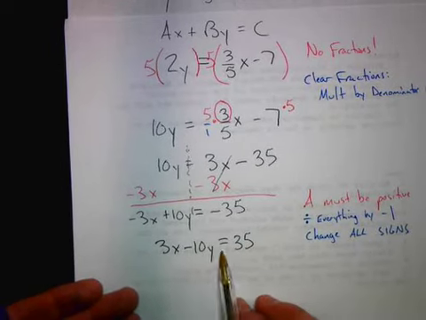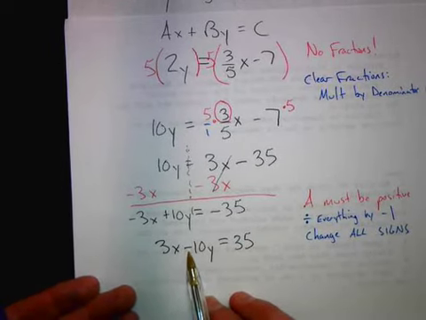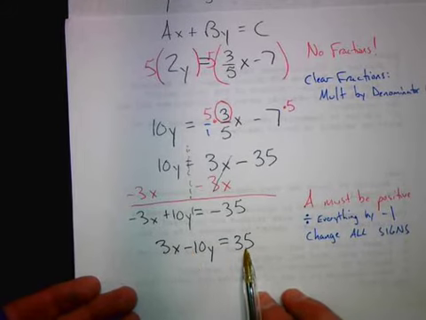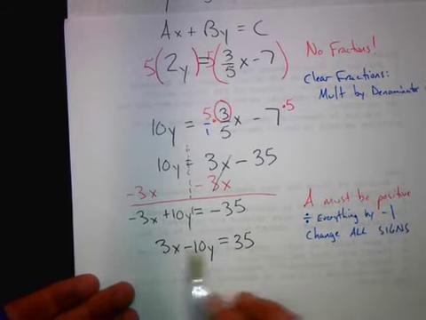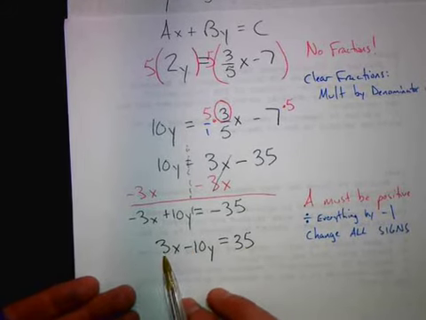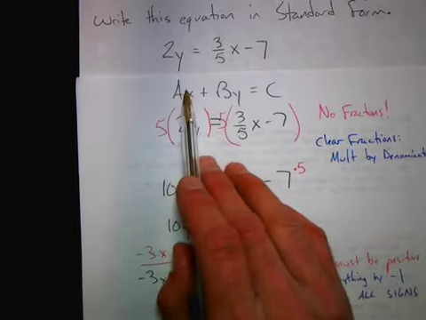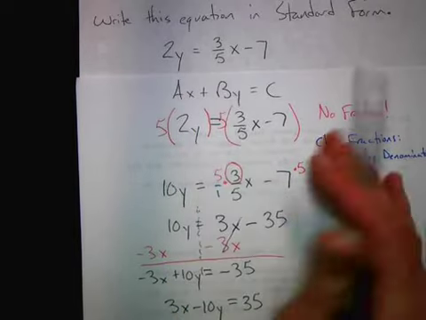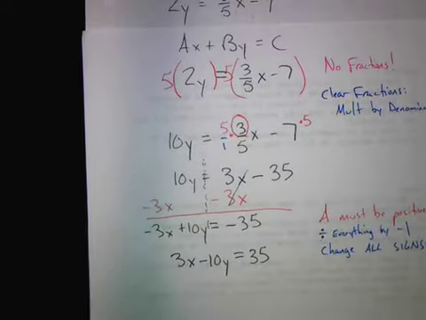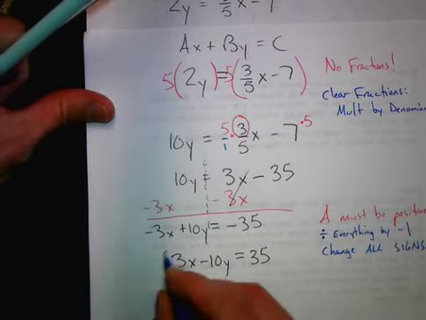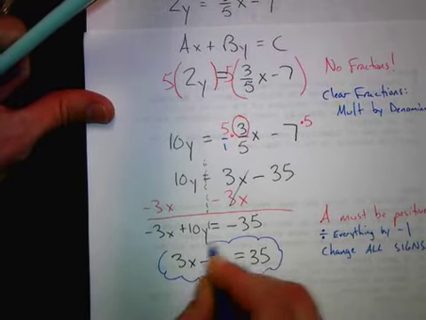Now we have this. Does it matter that this is negative? No, I don't care that this is negative. Would it matter if this was negative? No, it doesn't matter if this is negative. A is what has to be positive. So here we have term with the x, term with the y, equal sign, C, standard form. Term with the x, term with the y, equal sign, C, and we are in standard form. So here is our equation in standard form.